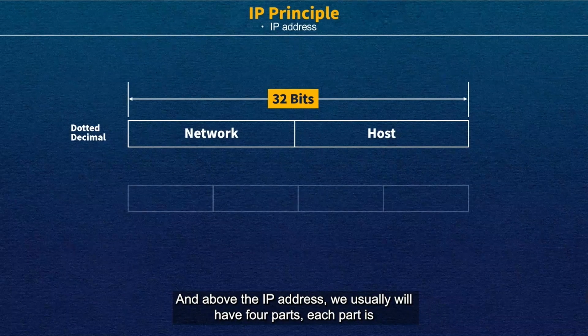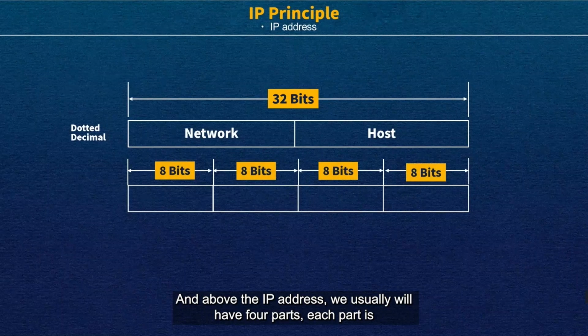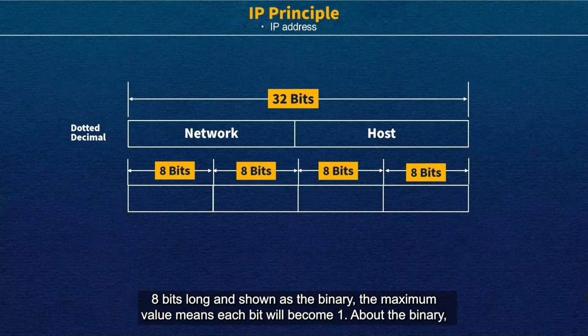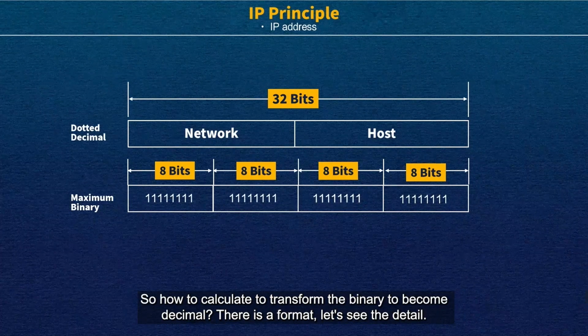And about the IP address, we usually have four parts, and each part is 8 bits long. About binary, the value is 0 or 1, and the maximal value means each bit becomes 1. So how do we calculate from binary to decimal? There is a formula. Let's see the detail.